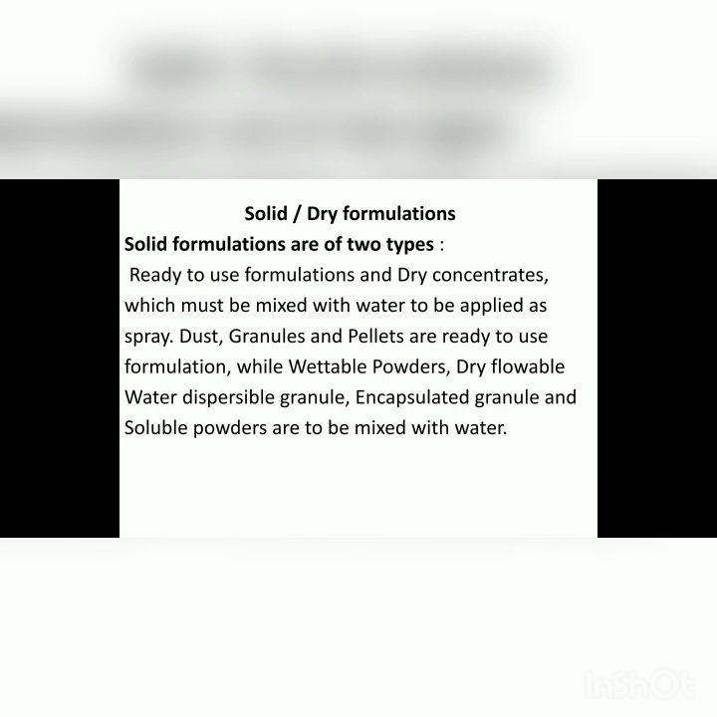Solid formulations are of two types, ready to use formulations and dry concentrates, which must be mixed with water to be applied as spray. Dust, granules and pellets are ready to use formulations, while wettable powders, dry flowable, water dispersible granule, encapsulated granule and soluble powder are to be mixed with water.